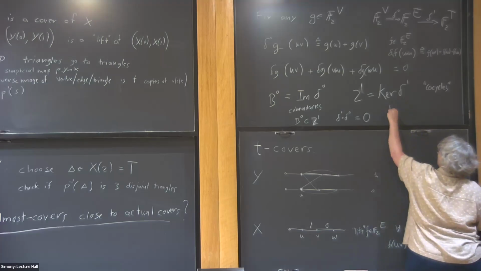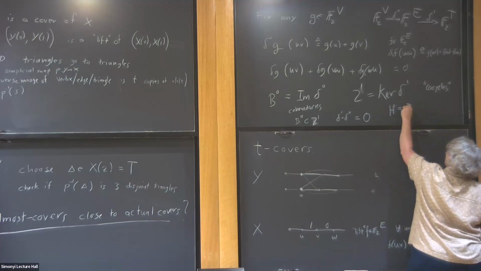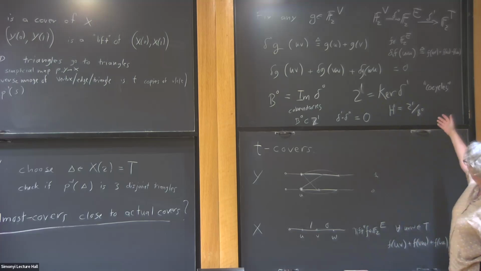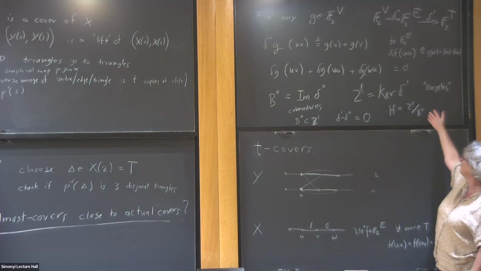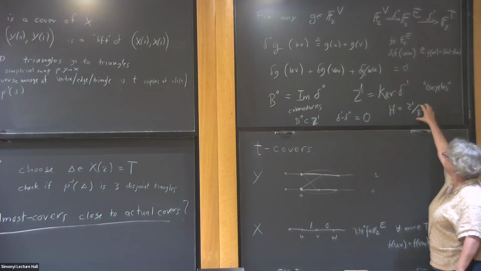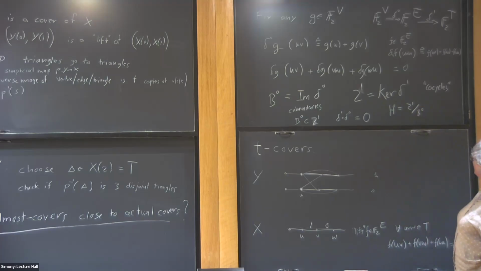This is H1, which is Z1 divided by B0. Here it's a subspace, so more generally, it's a group. So it's just the cosets of B0. Everyone is okay with this?